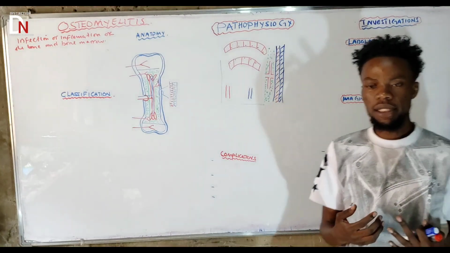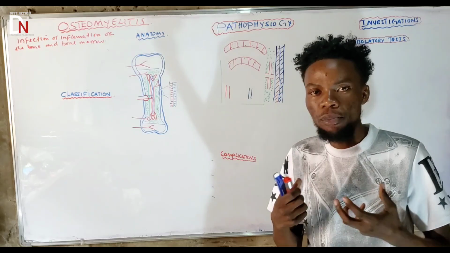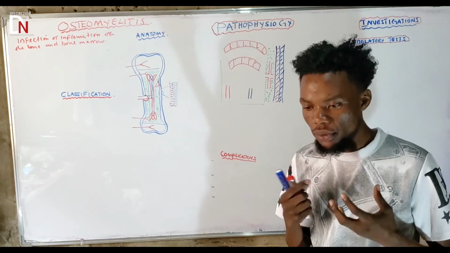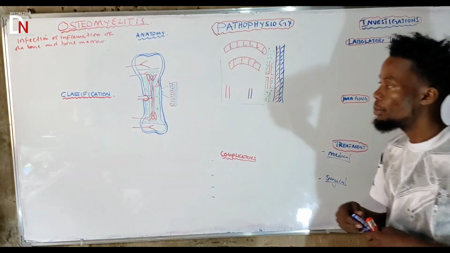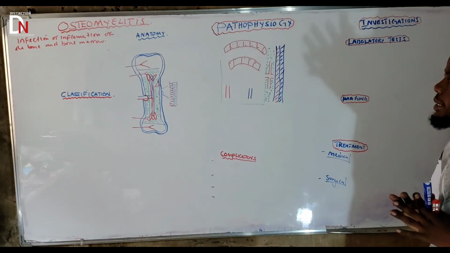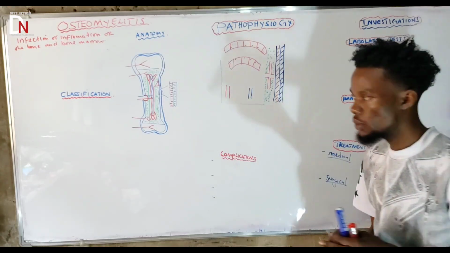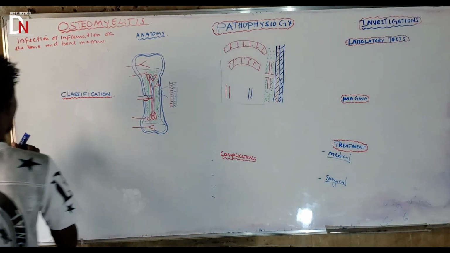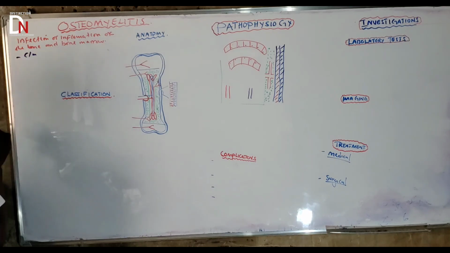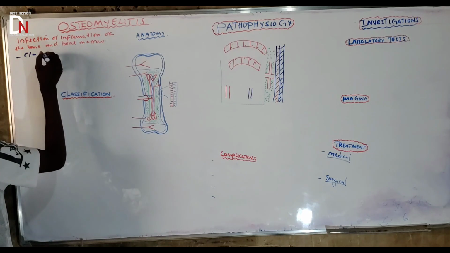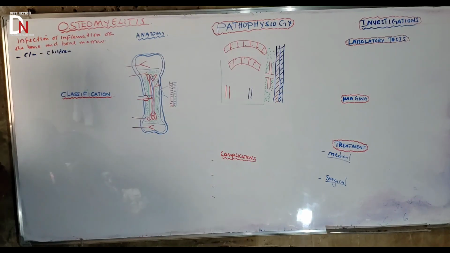Now, the other thing you need to understand about osteomyelitis is the population it can affect. That is the most important point you need to take note of. So where is it common? The first one is children. So let us write that: osteomyelitis is common in children.